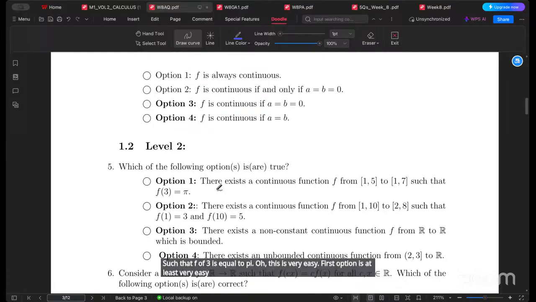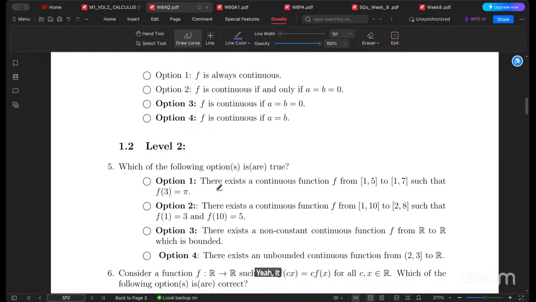Can someone say what continuous function you can give for which f of 3 equals pi? Yes, ma'am, it's true. True. What is that function?